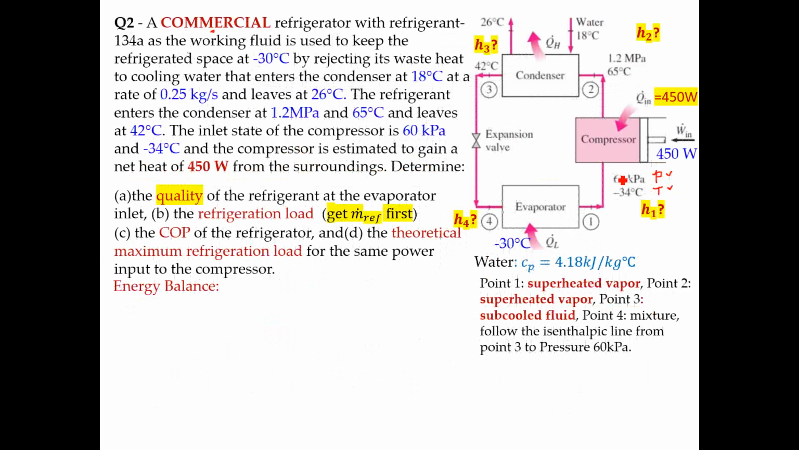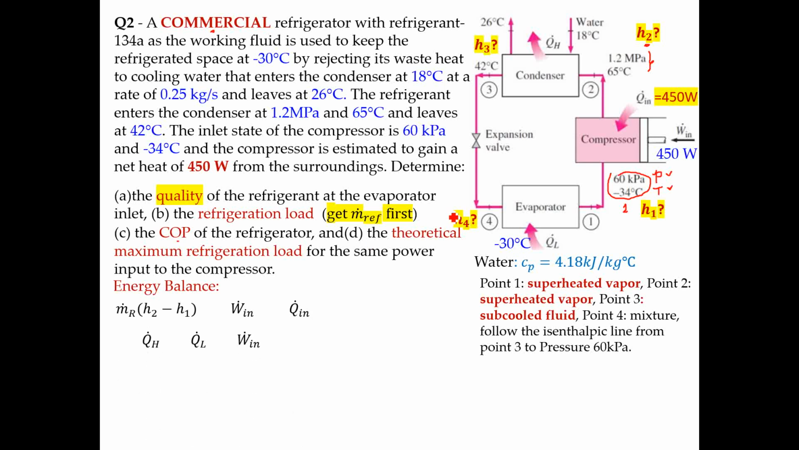Okay. So with this given information, you can locate point 1, and point 2 is also given. Point 3, the same pressure, so you will know that, and then point 4. So now the question becomes, firstly, what's the quality? So we just introduced, you just read from the figure. And the second one, find the COP of the refrigerator.